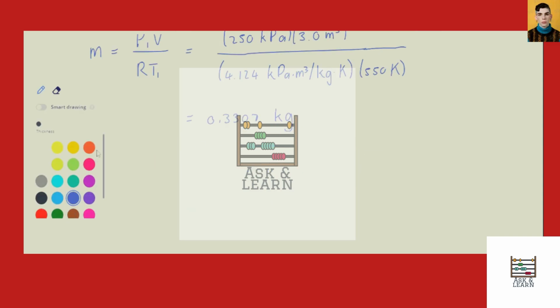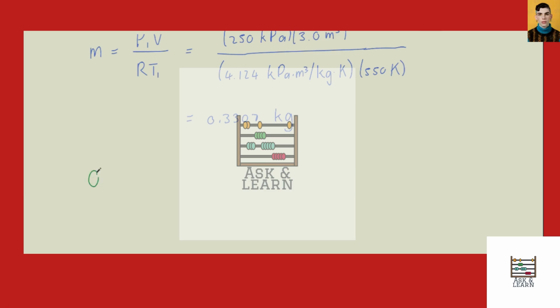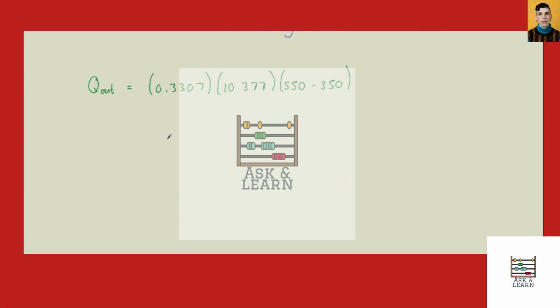So now that we have the mass of the hydrogen gas, we can go back and substitute this into the energy balance equation, and we can find the heat transfer. So the heat transfer Q out is equal to the mass 0.3307, we'll suppress the units here, times 10.377 times a change in temperature of 550 minus 350, and that's in Kelvin, and hence we get the heat transfer to be 686.2 kilojoules.